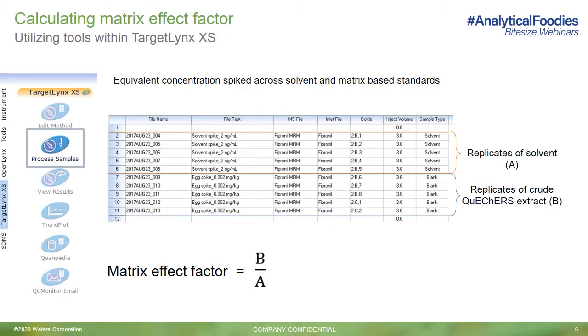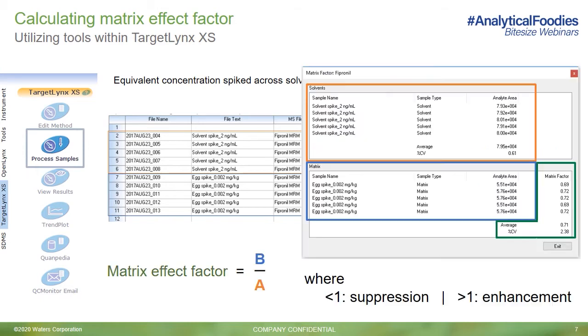By running a number of standards prepared in solvent and as matrix matched, we can readily calculate the matrix effect factor. This process is further simplified within MassLynx. Prior to processing our matrix and solvent data, we can assign the relevant sample types of solvent for solvent standards and blank for our matrix match standards, and simply process the dataset.